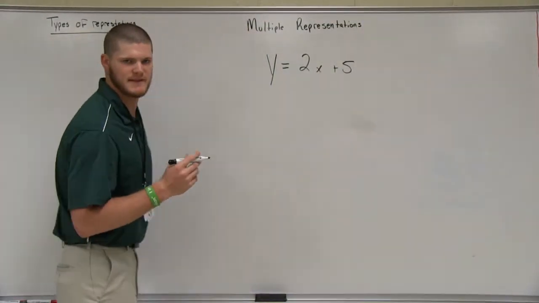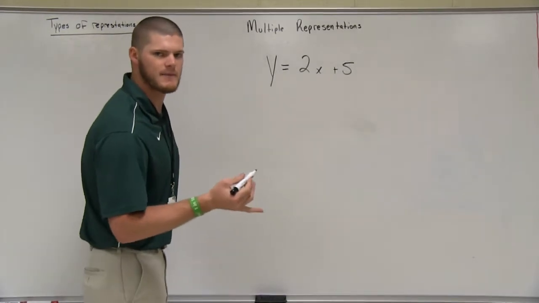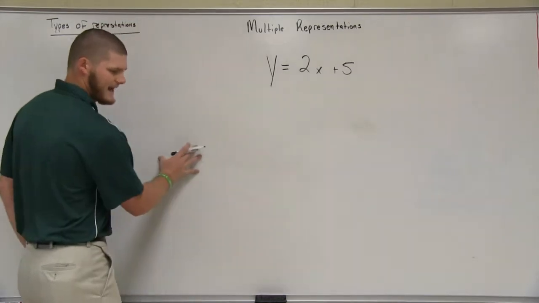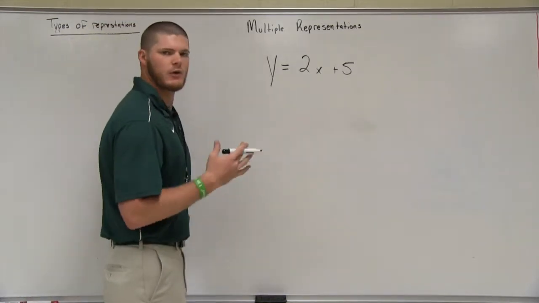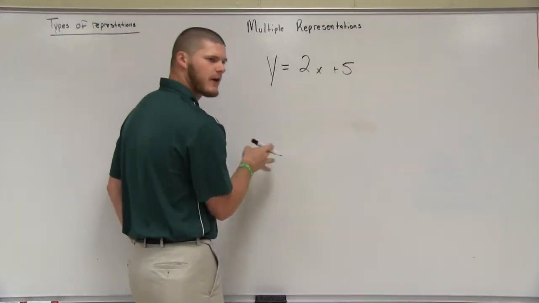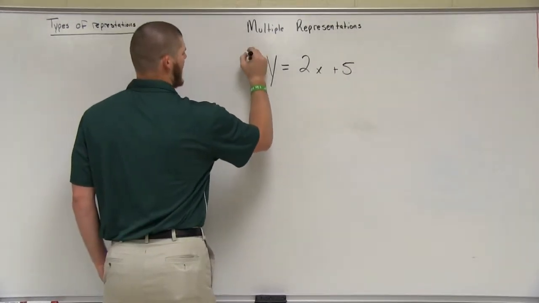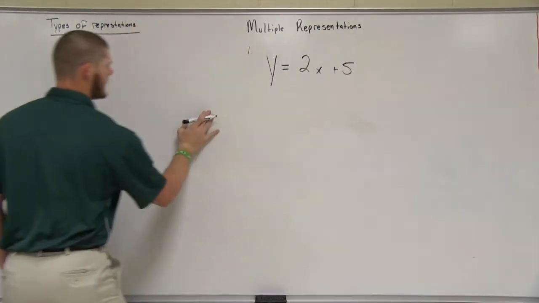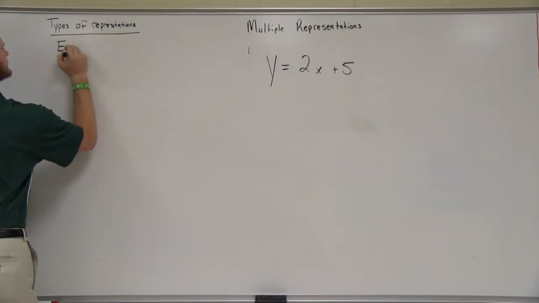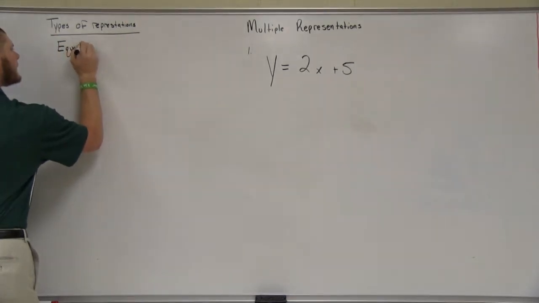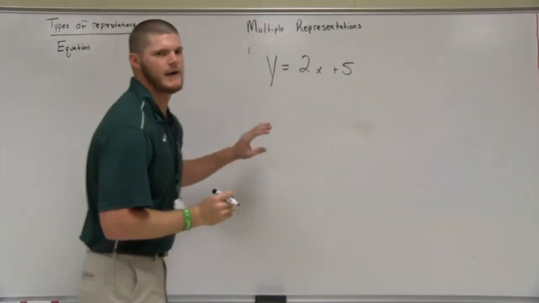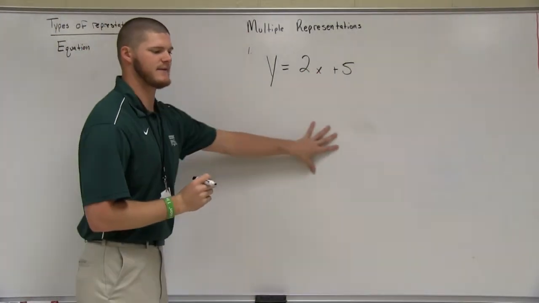Talk about multiple representations. When I say multiple representations, I'm talking about how to present data given from an equation. Here is our equation. This is actually our first way to present data. The first way that we can present data to somebody would be to use an equation. And from this equation, we can create many different representations of the same data.